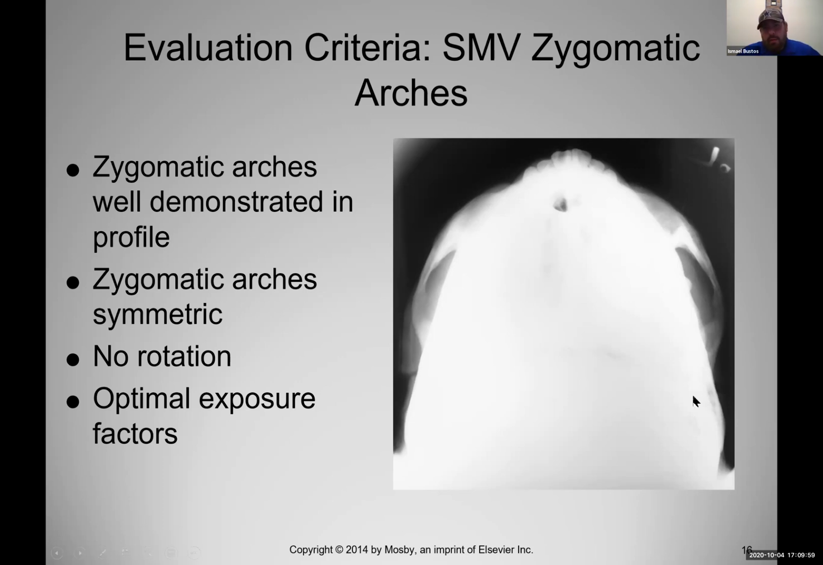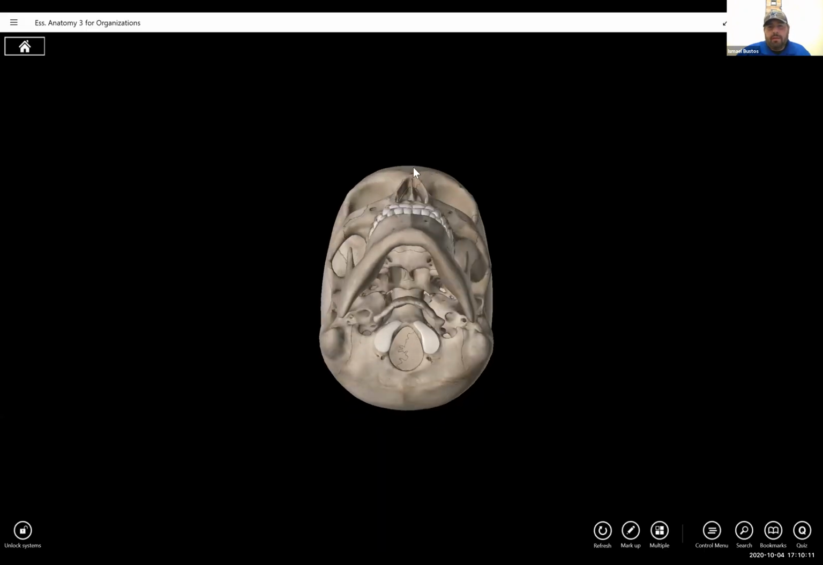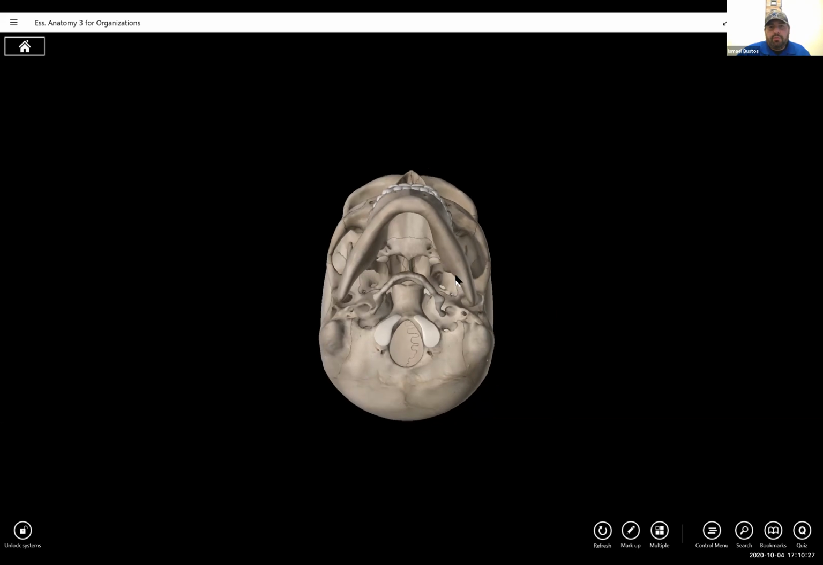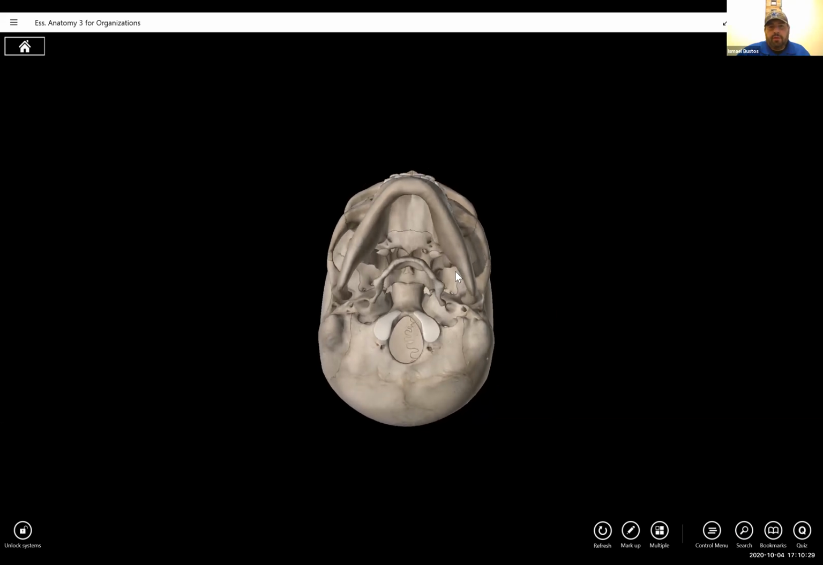Also, when you're doing the SMV projection, you want to make sure that the teeth are superimposed over the frontal bone. So if you look here, here's your frontal bone, and then there's your teeth. You want those two structures to be superimposed on each other. If I was to rotate, you want those to be superimposed on each other. That'll help make sure you have a good SMV.